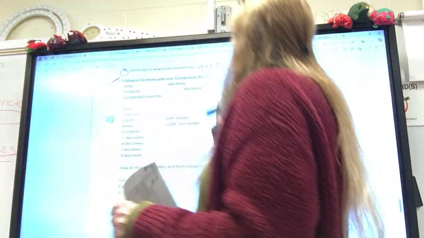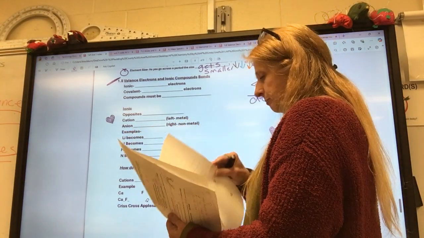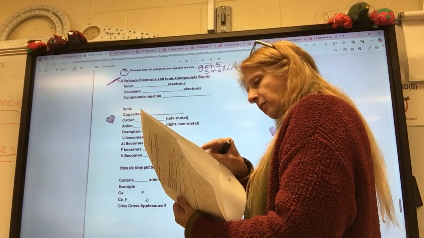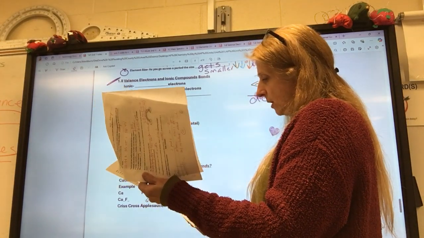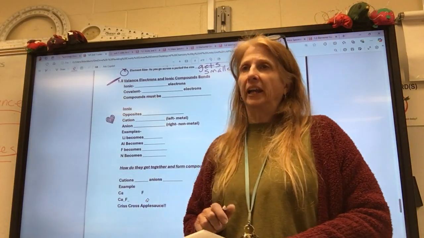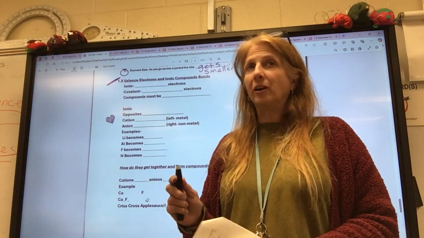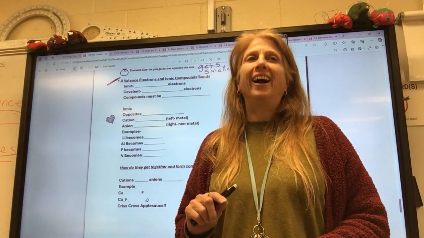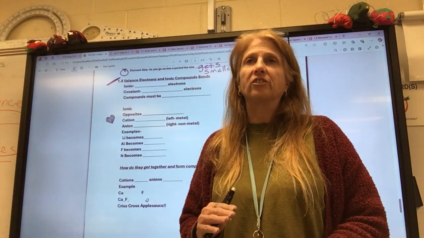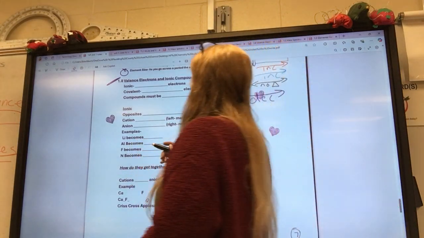All right, so valence electrons and ionic compounds. Let me get on the right page here. 1.6. It's right here. Okay, so ionic, covalent. Ionic, does it transfer or share electrons? Okay, maybe y'all don't know this. Ionic, does it transfer electrons for an ionic bond, or does it share electrons? Does it transfer? Yes, it transfers.